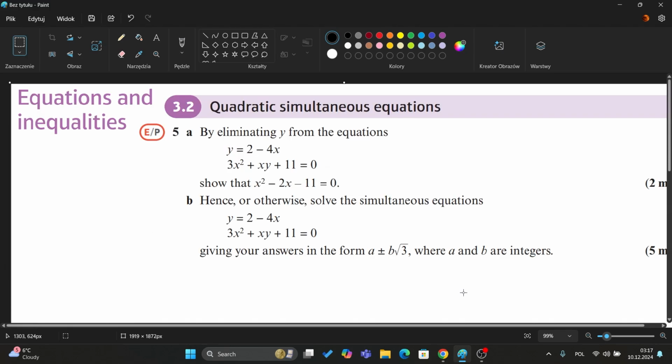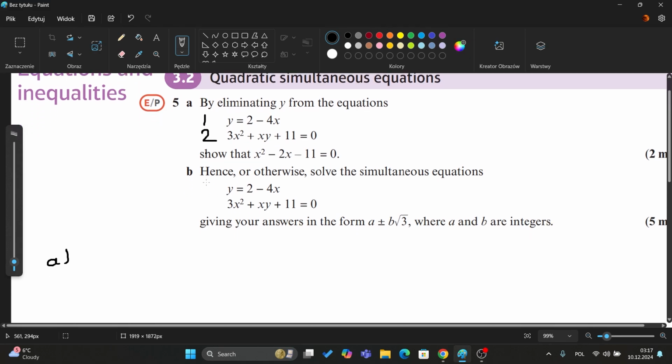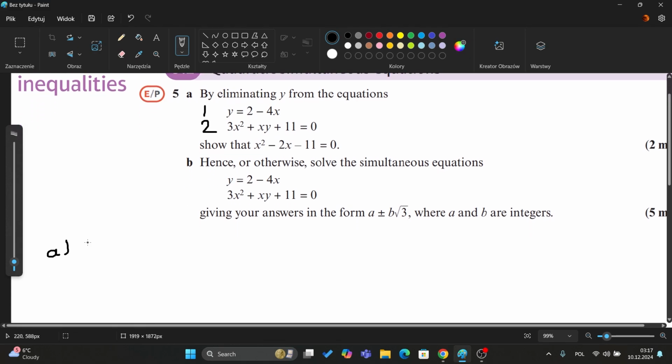So here are the solutions. Now this is the last question that we are going to do for the quadratic simultaneous equations. So we start with A. By eliminating y from the equations, we have to show that x squared minus 2x minus 11 is equal to 0. So we have to substitute the y equals 2 minus 4x into the second equation. So that's equation number 1 and equation number 2. So we have 1 into 2.